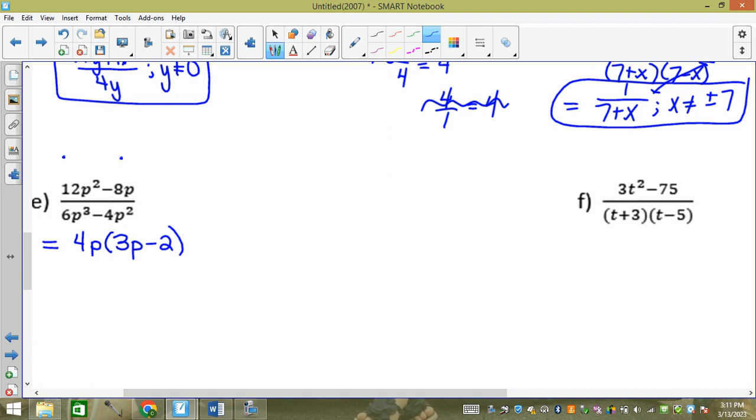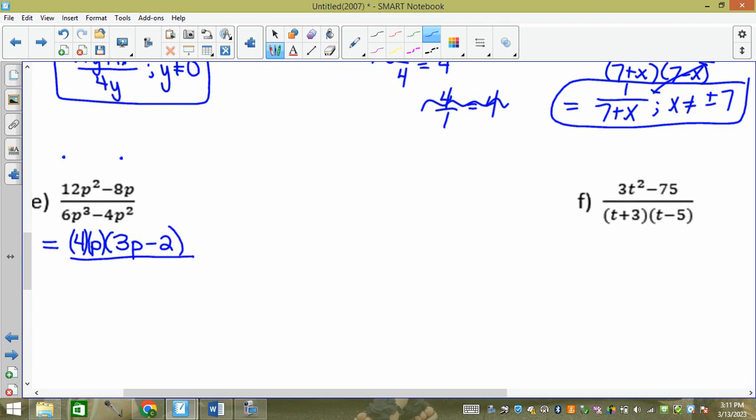What do I do with the 4 and the p sitting in front? I can put them each in their own brackets, right? Because the 4 and the p are multiplied. And I know it looks silly, but trust me, it makes people get more answers correct. So I'm going to do it.